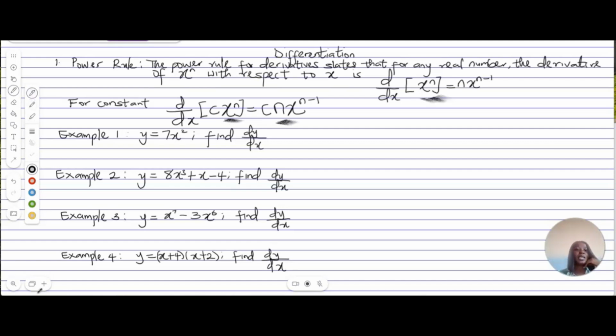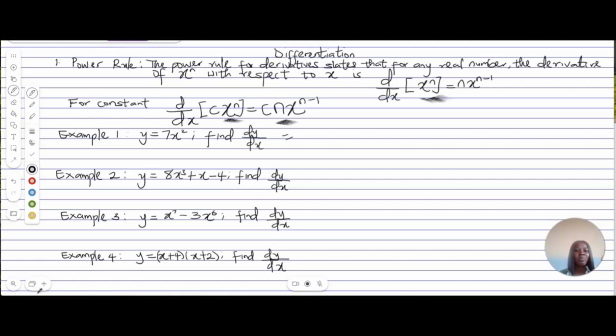Example 1 says y is equal to 7x to the power of 2. We are asked to find dy/dx. Derivative means find dy/dx. If we are to find dy/dx, what are we expected to do? We are using this particular rule for a constant. Our constant here is simply 7, and our exponent here is 2. Remember that you multiply the exponent by the constant, then you reduce the exponent by 1. That's all.